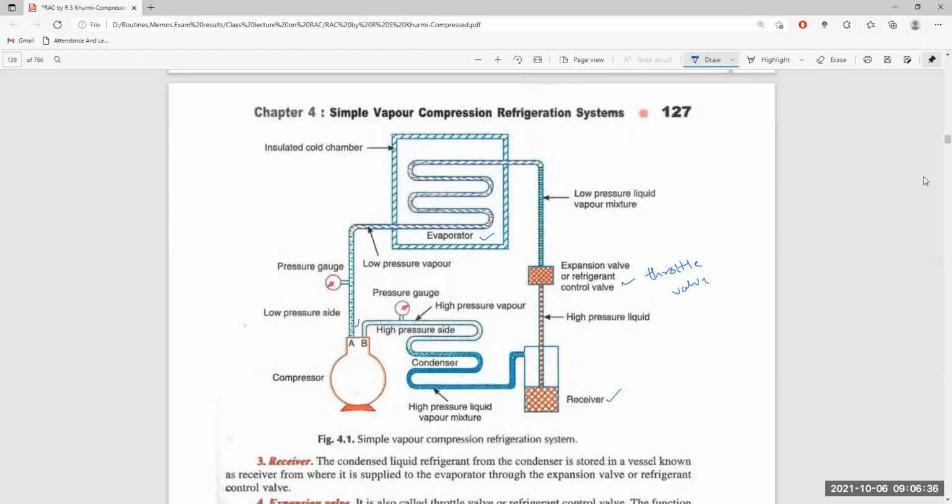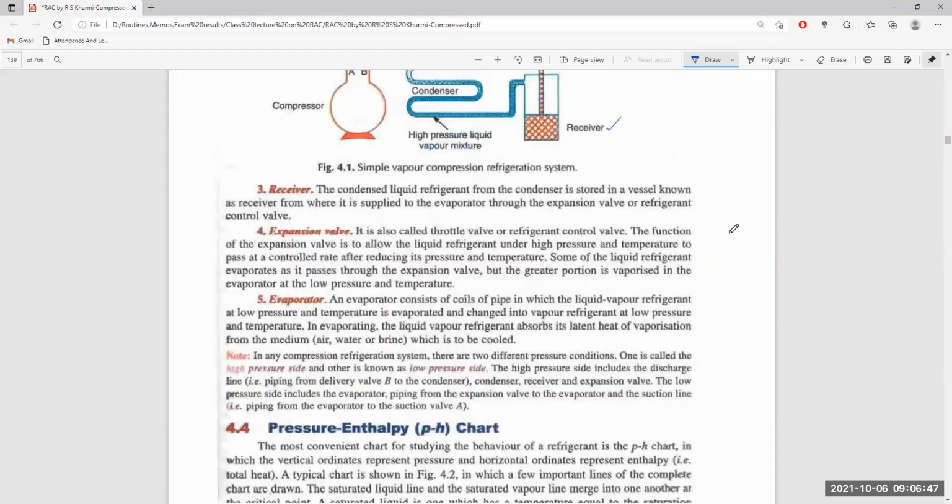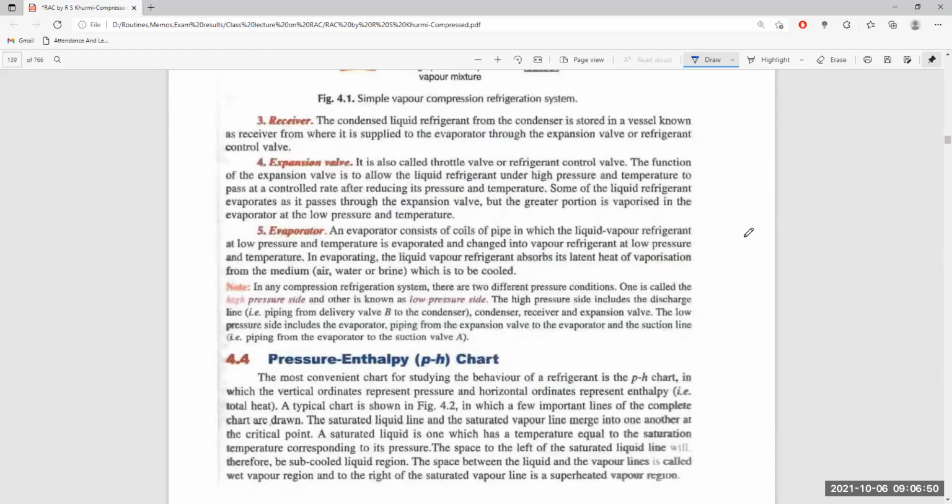Now, next we have to go to, we know there are two types of pressure. All the refrigeration cycles are working between the high pressure side and the low pressure side. The high pressure side includes the discharge line starting from the outlet of the compressor to the inlet of the expansion valve, and the low pressure side starts from the exit of the expansion valve and goes up to the entrance of the compressor.